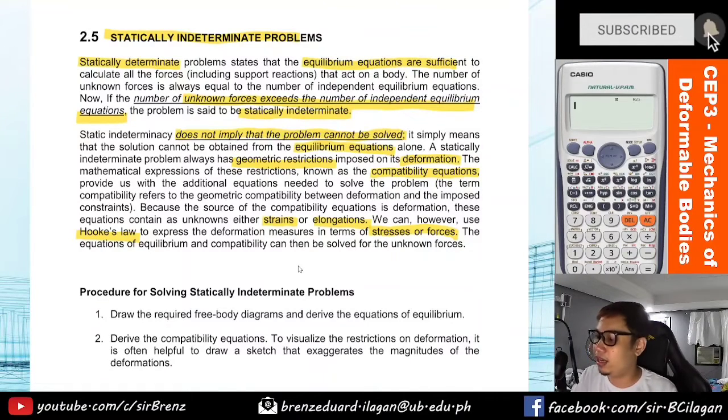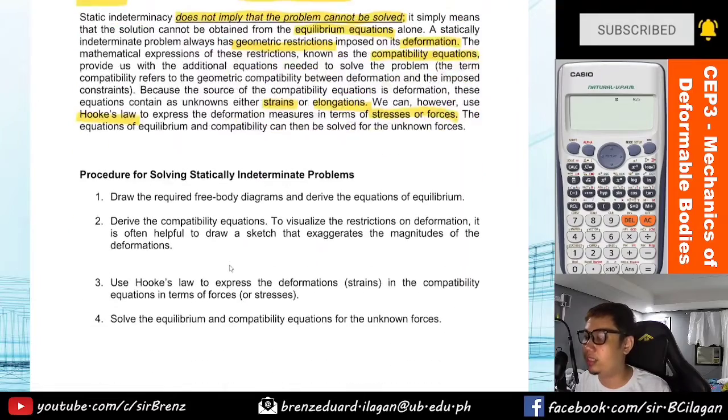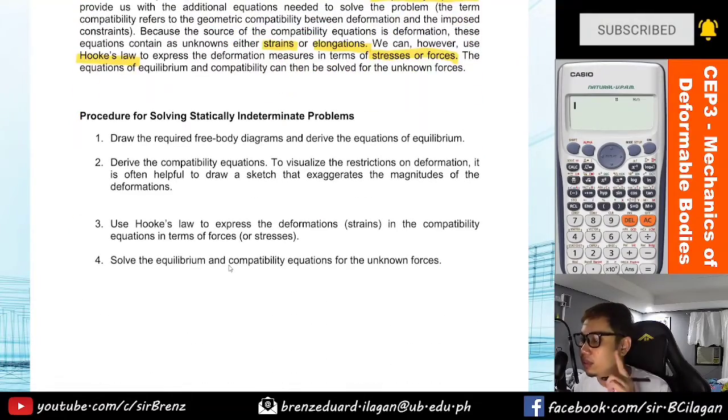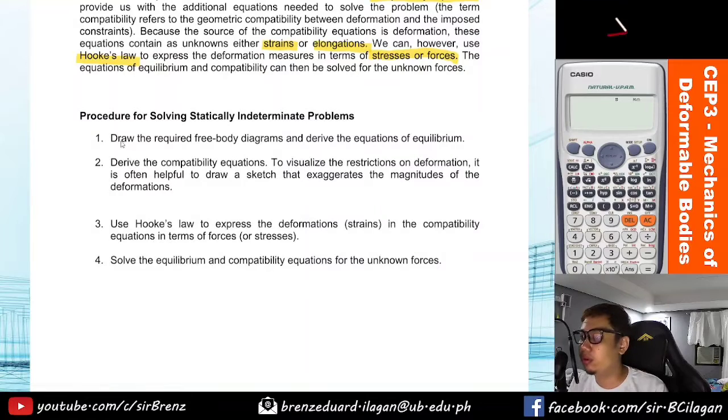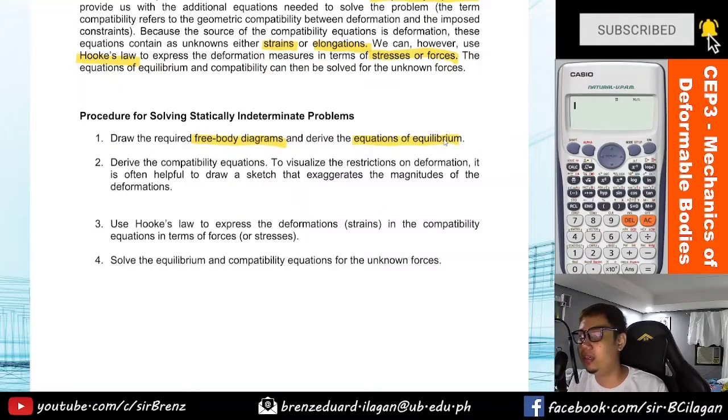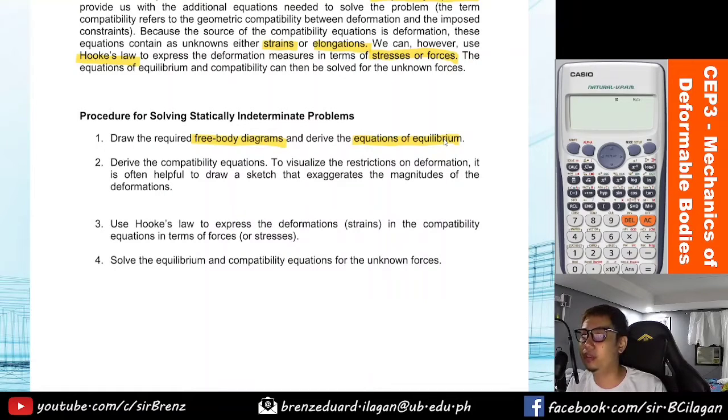So guys, next, these are the procedures in solving statically indeterminate problems. Step number 1: draw the required free body diagram and derive the equations of equilibrium. Okay, so yun naman yung initial step talaga. I-drawing mo yung FBD niya, ilalagay mo yung mga internal forces, mga reaction. Ayan, kung magsa-section ka, ipakita mo. Tapos, ilatag mo dyan yung available equations considering yung equilibrium equations natin.